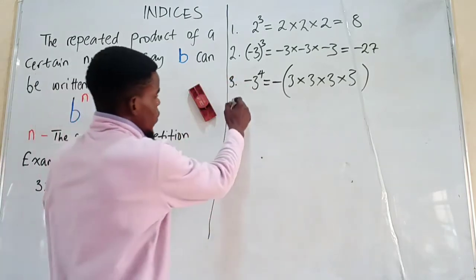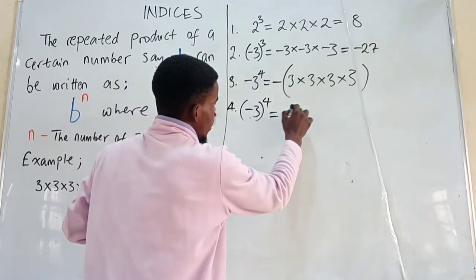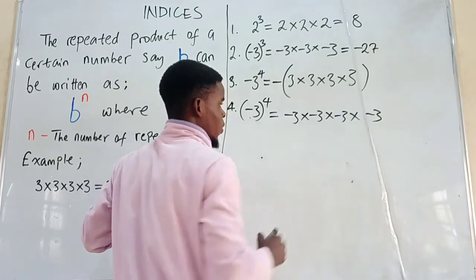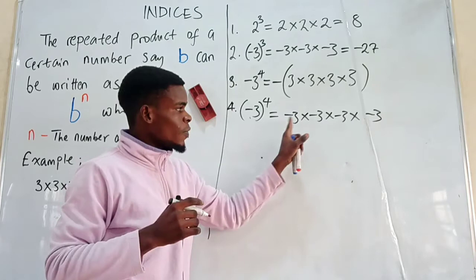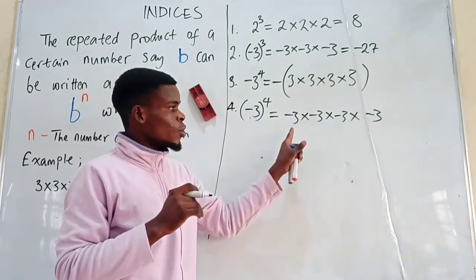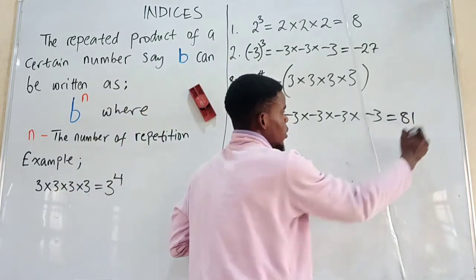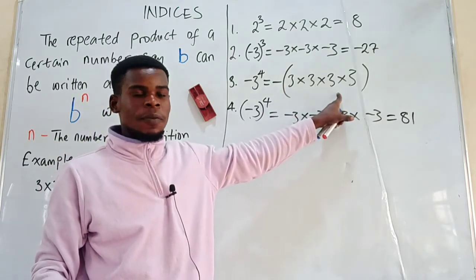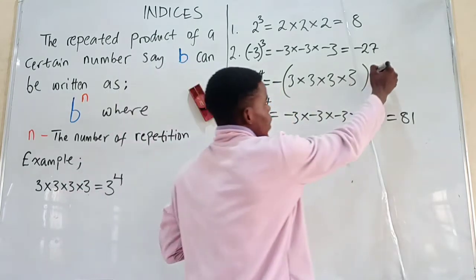Take note of this: when we have (negative 3), everything here raised to the power 4, this will be negative 3 times negative 3 times negative 3 times negative 3. If you multiply the negatives, there are 4 in number, so negative times negative is positive, negative times negative is positive, so we're going to have a positive result. You just have to go ahead and multiply the 3s, so this will give us 81. On this other hand, 3 times 3 is 9, times 3 is 27, and 27 times 3 will give us 81. So it is negative 81.